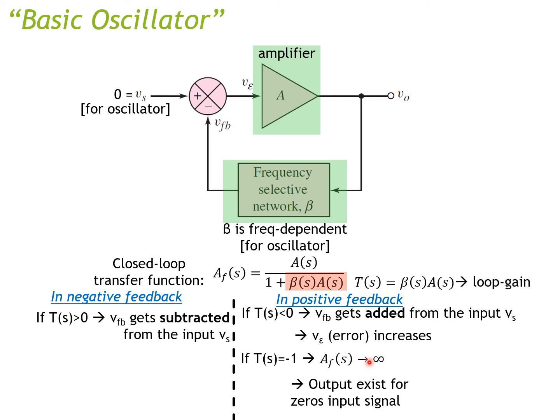This means that if you don't have any input signal, and you assume Vs is equal to 0, in this case you still have an existing output for a 0 input signal. This is why we can assign Vs to be 0.